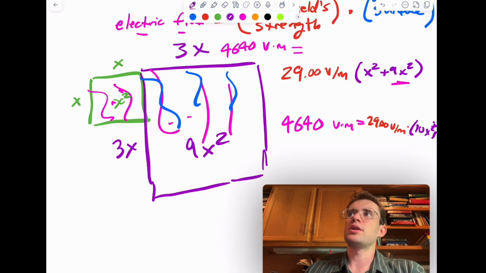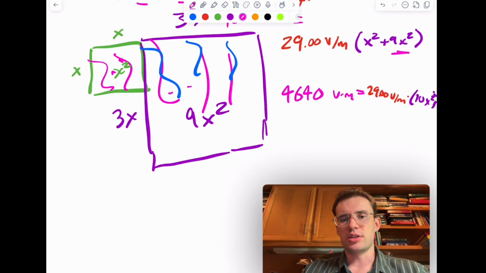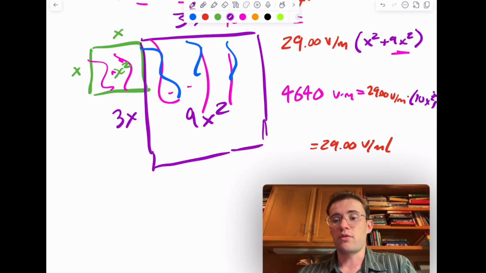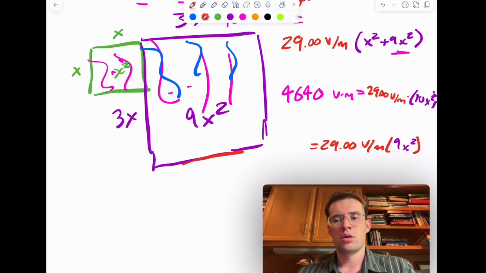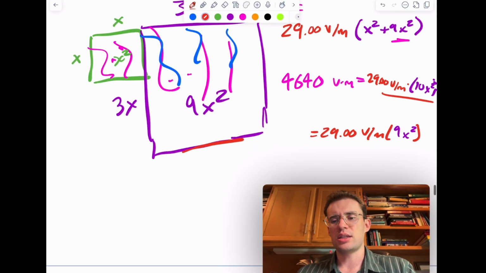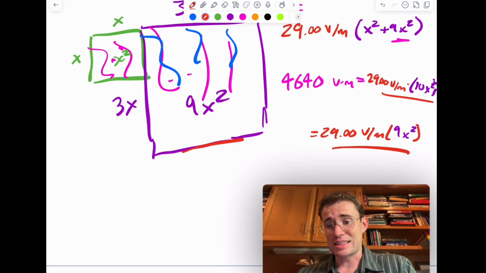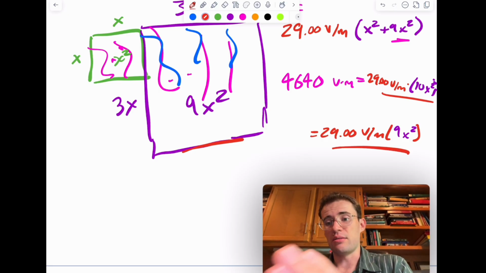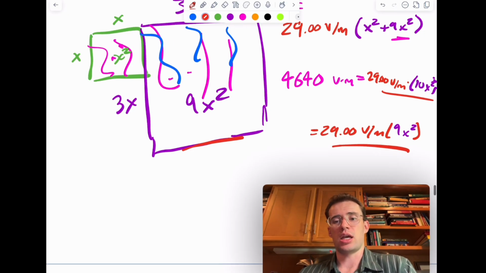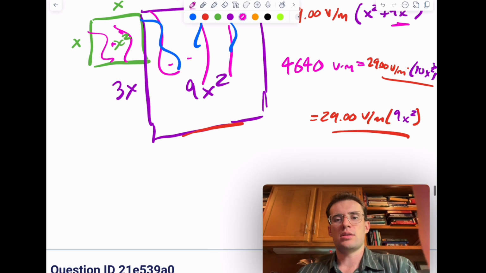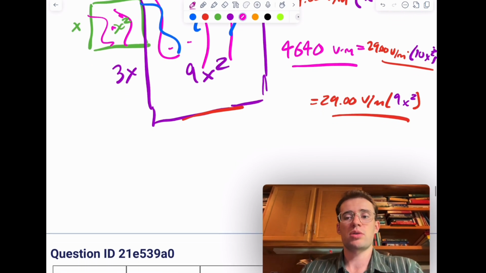Now, if we only want to do the big one, then what we'd be multiplying it by is 29.00 volts per meter times 9x squared, right? Because we would only be using the big square. So the only difference between this and this is you're multiplying basically by 9/10. It's 9 of the 10 total units of area. We don't even need to know what that x squared is to know that that's the case. So if multiplying by 10x squared gave us this, then to find what multiplying by 9x squared is, you could just multiply it by 9/10.